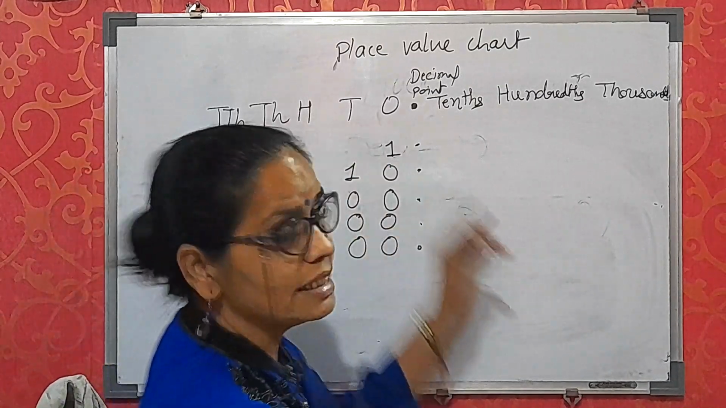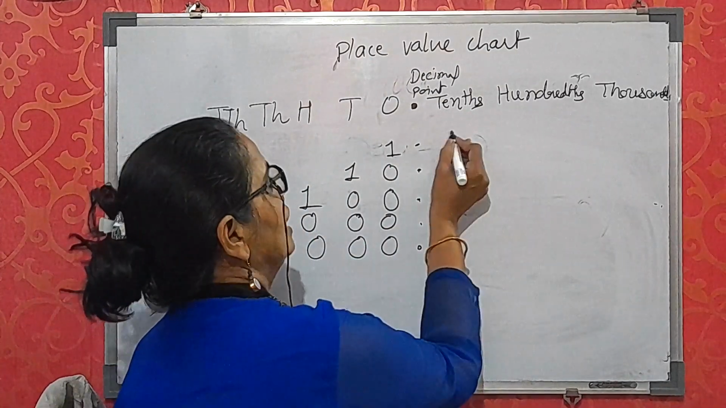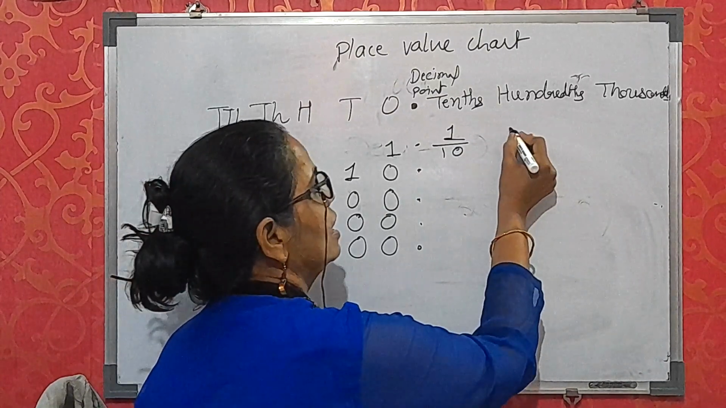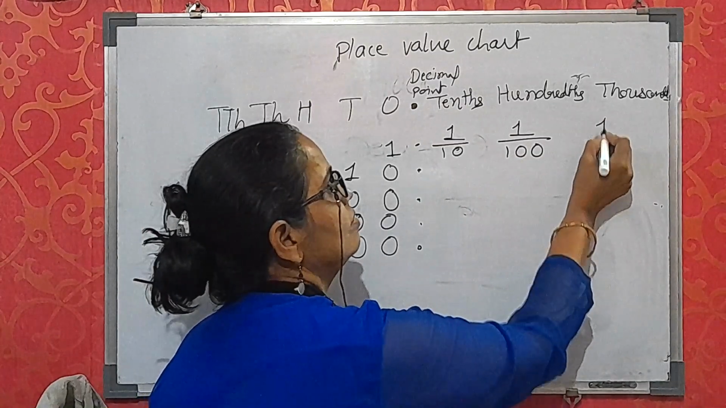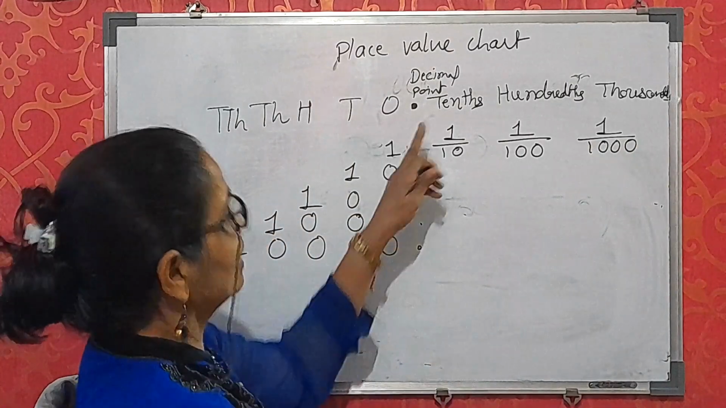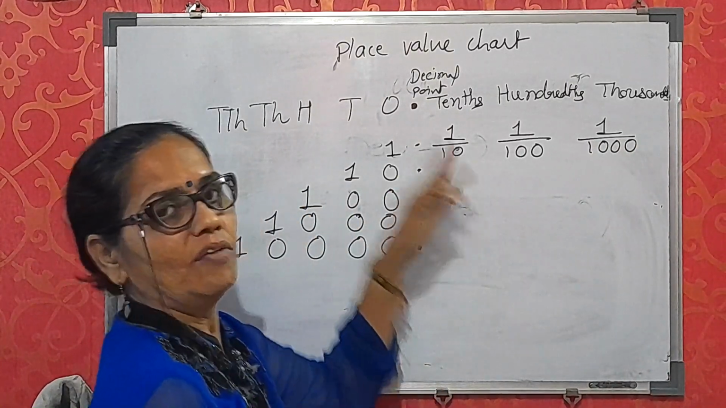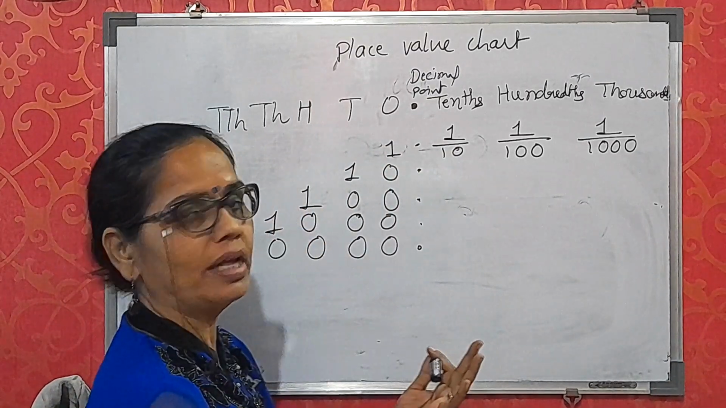Now here everywhere the decimal point is there. So on the right hand side of the decimal point, how are we writing the place value? It is 1 upon 10. Here 1 upon 100 and here 1 upon 1000 and so on. So now this is in a fractional form, a decimal fraction. We have to bring it into decimal. So how do we bring it?